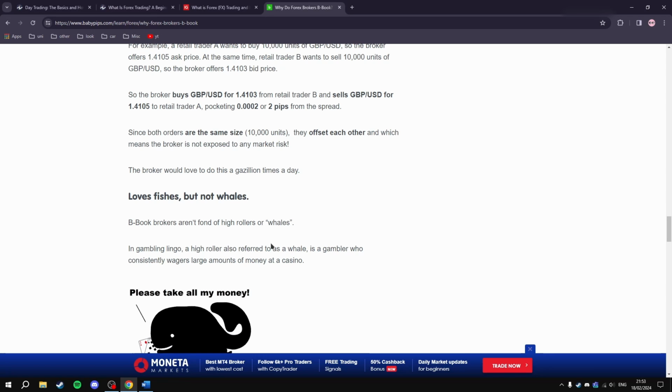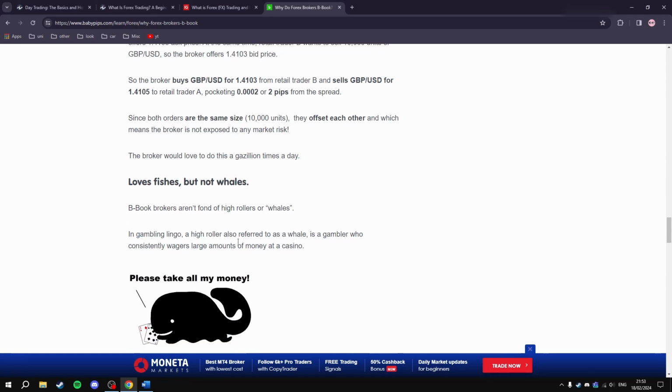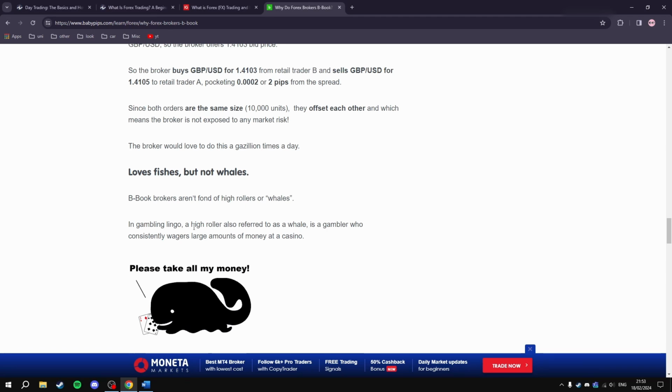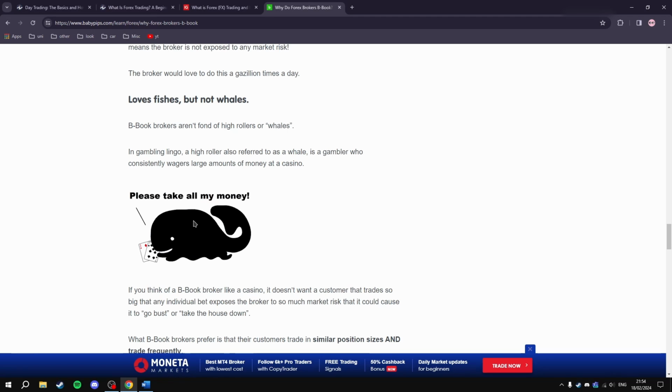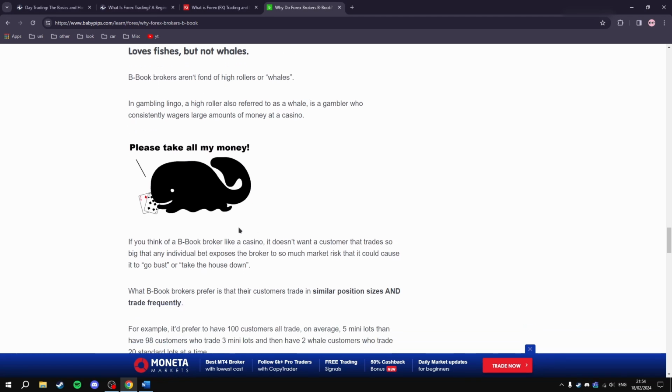Love fishes but not whales. B-book brokers aren't fond of high rollers or whales. In gambling lingo, a high roller, also referred to as a whale, is a gambler who consistently wagers large amounts of money at a casino. Please take all my money.